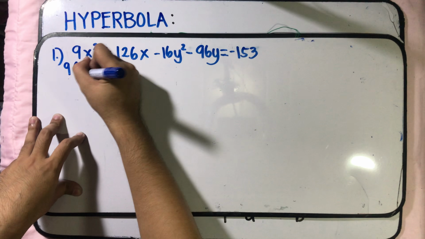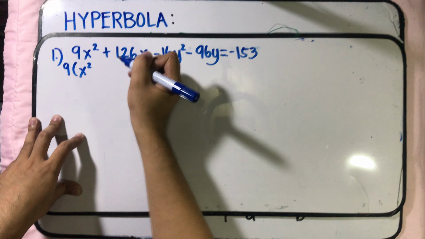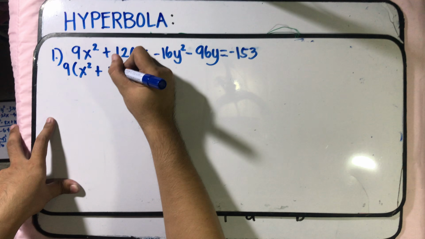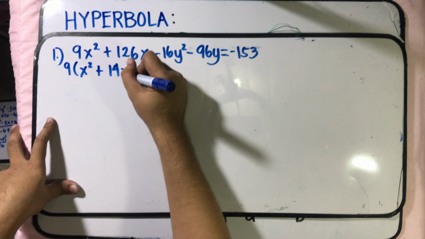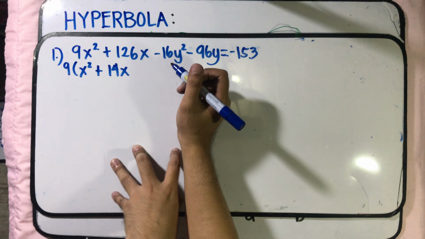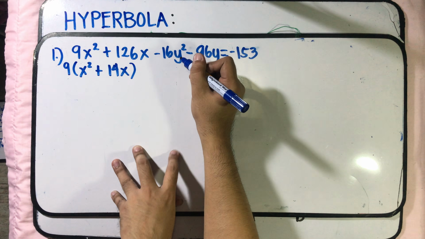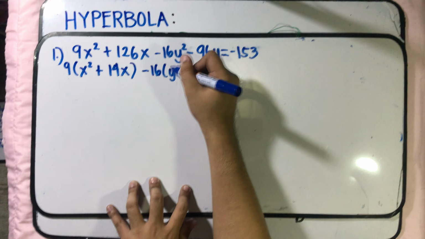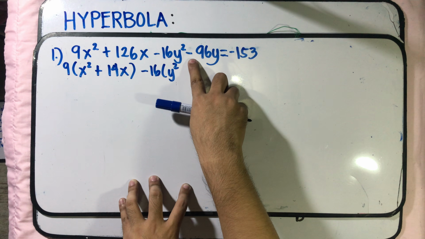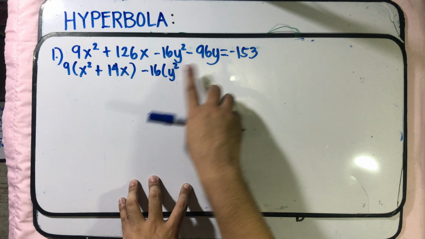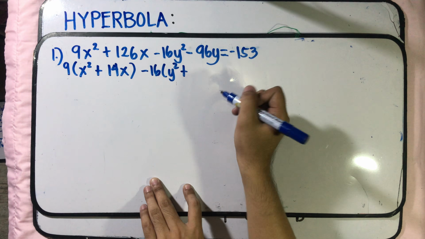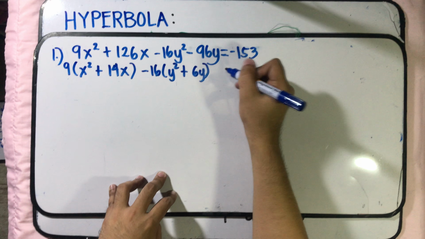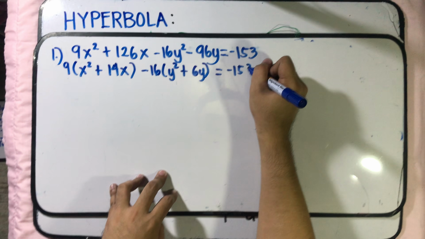So let's factor out 9, and this becomes x squared plus 126 divided by 9 will give us an answer of 14. We have 14x. And then, we'll now be having y squared. So for y squared, that becomes negative 16 times y squared. Since this is negative 96, y divided by 16, that becomes positive. And the answer would be 6y is now equal to negative 153.